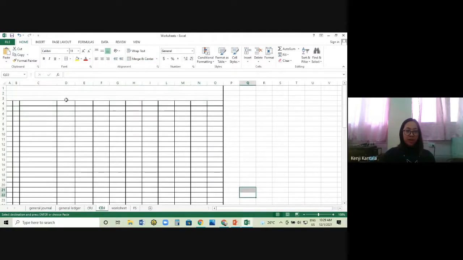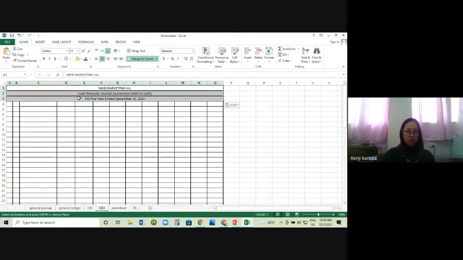yung cash disbursement journal natin. So, same again, lagay natin yung pinaka-heading natin. We have MKB Marketing Incorporated. And then, we change this one to cash disbursement journal. Ang cash disbursement journal naman natin, maglalabas tayo ng pera. So, that is a disbursement. So, this is an automatic credit to cash. Okay. So, automatic credit to cash na yan.